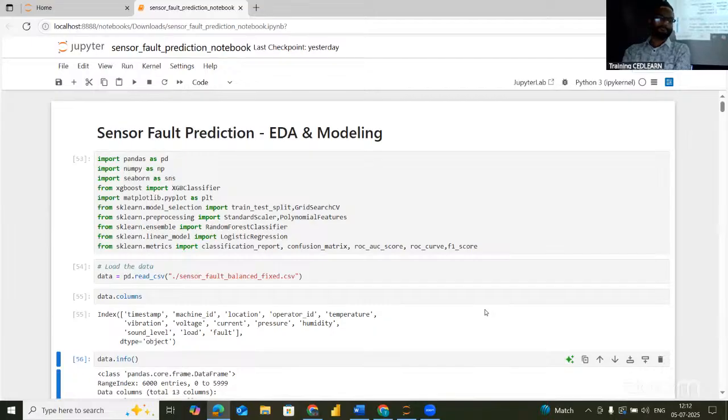Is it clear? Any more doubts? And what are they?